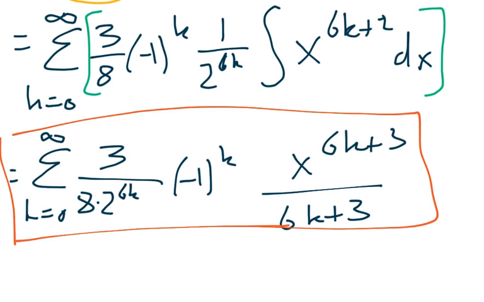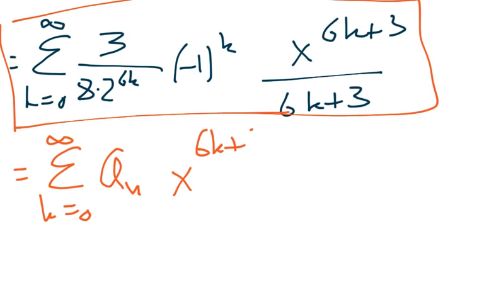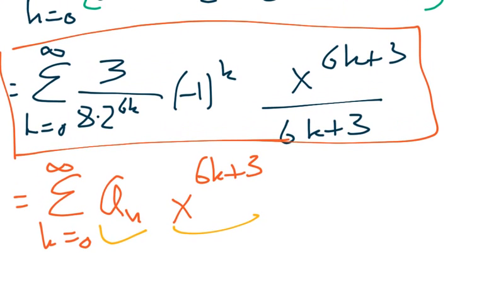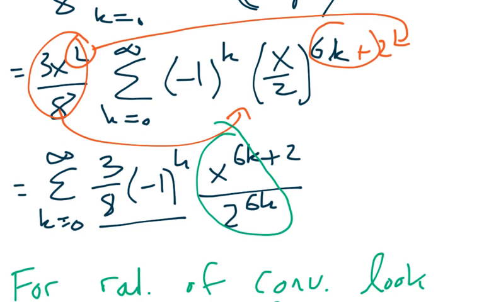And the reason you can check if it's a fine answer is this is equal to the sum from k equals 0 to infinity of a_k x to the 6k plus 3. So as long as you can always write it as something a_k times some power of x, you're fine. a_k is everything here, right? That's all a_k. Okay, so that's your answer. And now we're done.